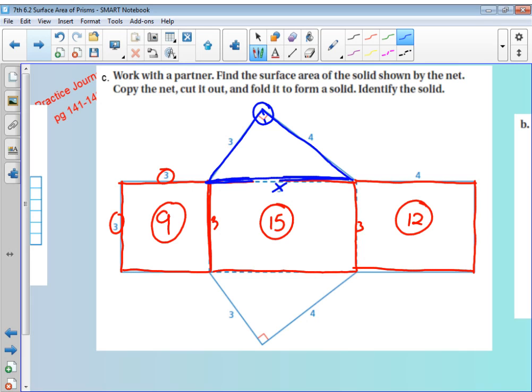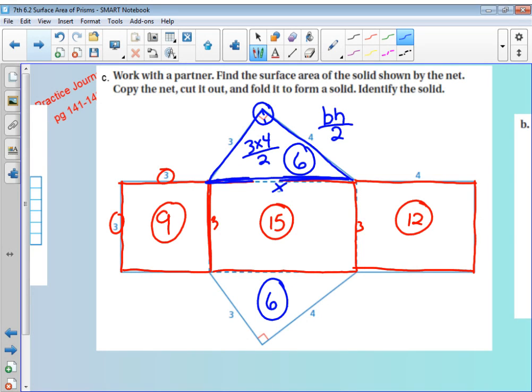So remember, the area of a triangle is base times height divided by 2, or half of my base times my height. So if I do 3 times 4, gives me 12 divided by 2. I just found out that this is 6. I also have 6 on this one because they are exact copies of each other.